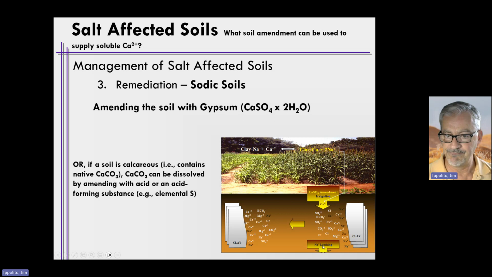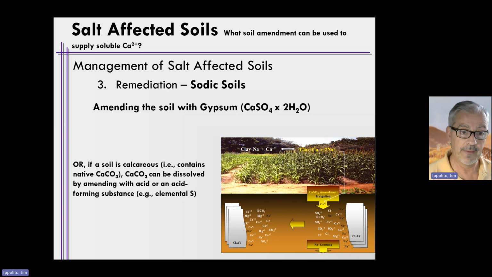And this is what you see down here in the bottom panel. We initially start with sodium on the exchange sites. We add calcium sulfate, gypsum, to add calcium. That dissolves in the irrigation water, and the irrigation water pushes sodium out of the exchange sites or out of the soil or the root zone because calcium is replacing sodium. And then you end up with a soil that has very little sodium on the exchange sites and has more of these other cations on the exchange sites. This is one way in which we can remediate a sodic soil by adding gypsum.